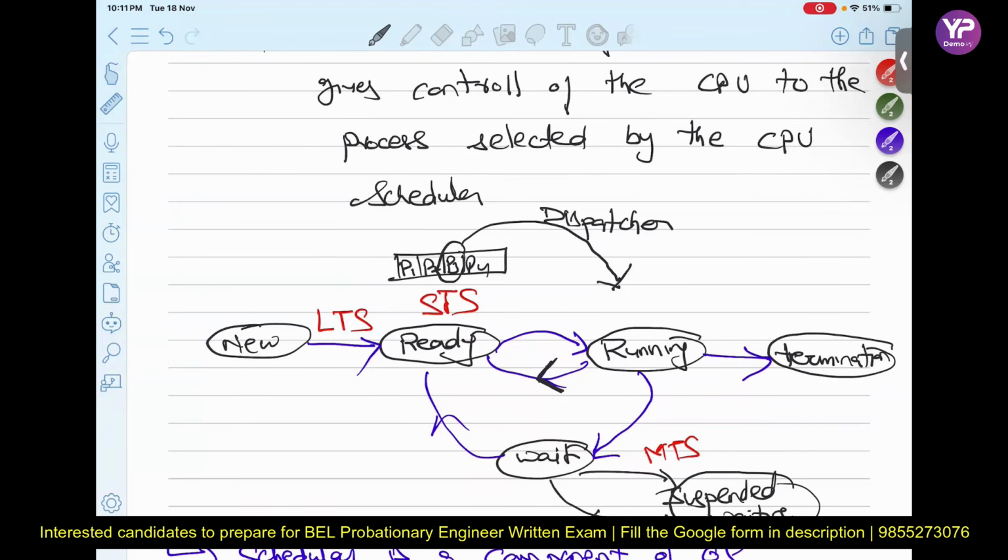Okay. Other than that, sir, if any high priority process is there in the ready queue, then there can be preemption. It means a high priority process can go into the running state, and the low priority process can go back to the ready state.